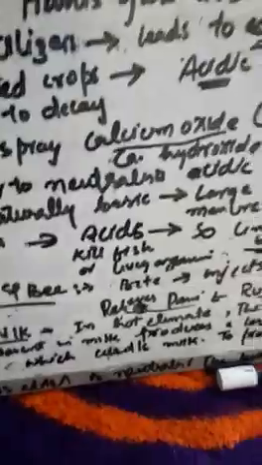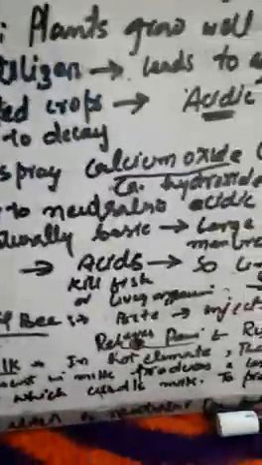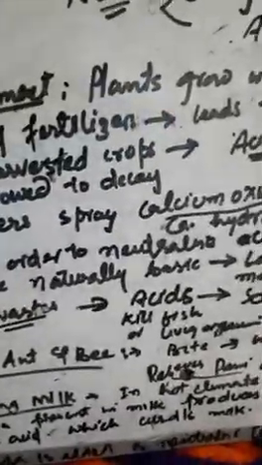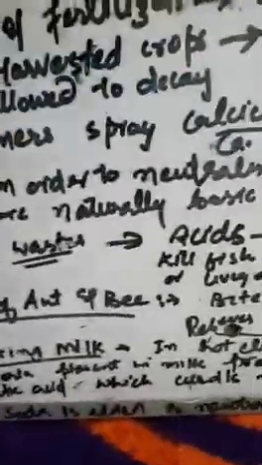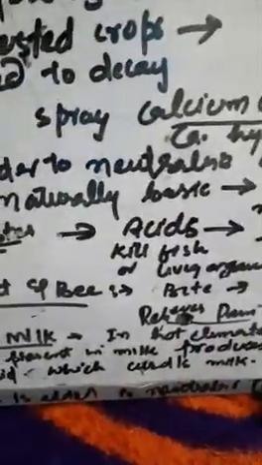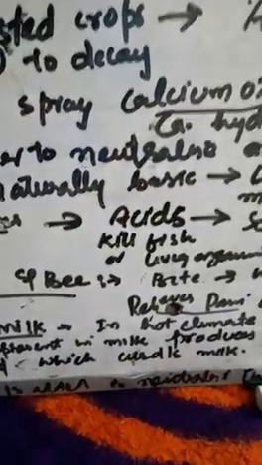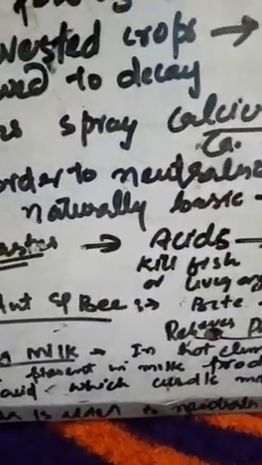Then the fifth one is preserving milk. During hot climates, when the temperature is very high, the naturally occurring bacteria present in the milk produce lactic acid. This lactic acid converts the milk into curd. To prevent this milk from getting converted into curd, we use baking soda in the milk to protect it against the effect of lactic acid. These are a few examples of neutralization reactions which take place in our day-to-day life.